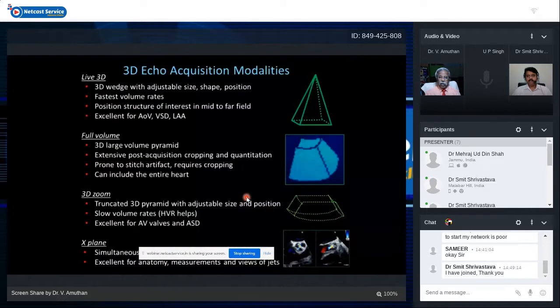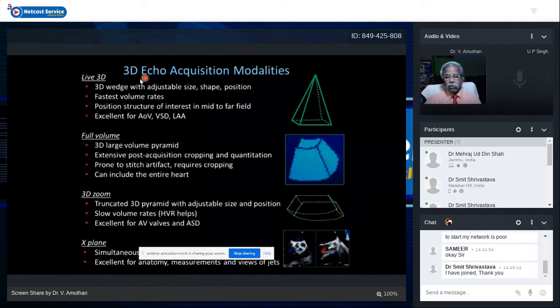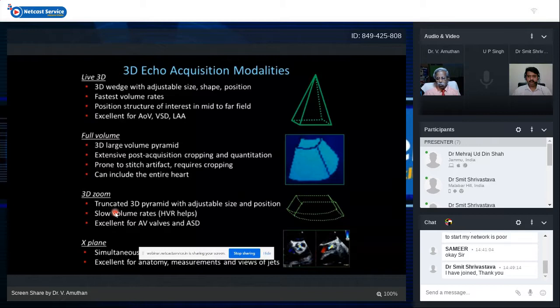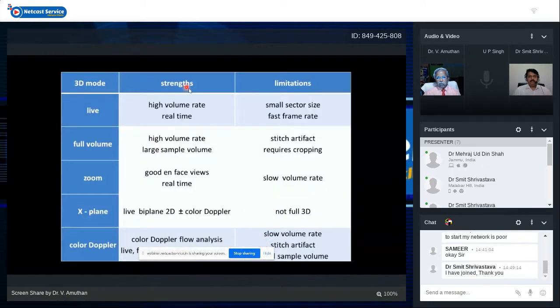But before going to the real 3D, you must understand some of the techniques which are called live 3D or bird's eye view, and full volume, where the full pyramidal data set is secured, and 3D zoom, which is especially useful for valvular assessments, and the biplane or triplane assessments. The strength of live is high volume rate in real time, whereas it has a small sector size and fast frame rate. Whereas in full volume, it is high volume rate and large sample volume, but you have stitch artifacts.